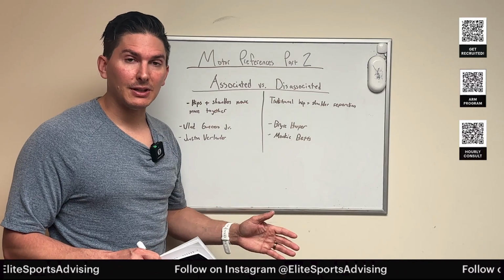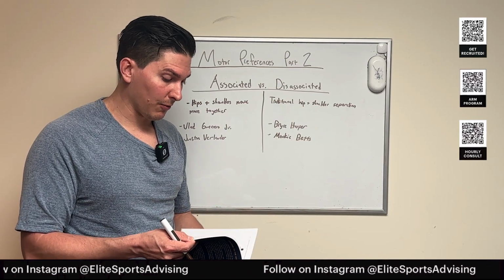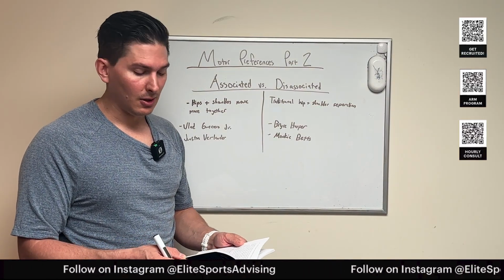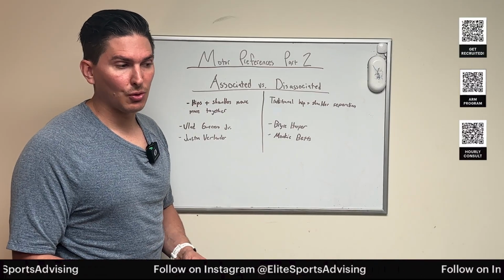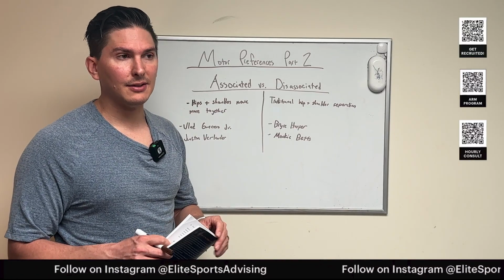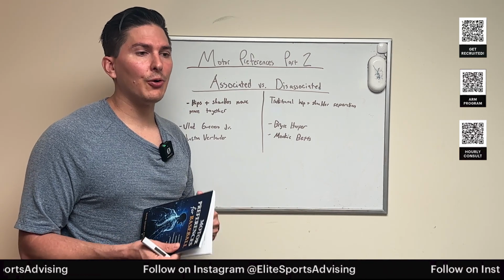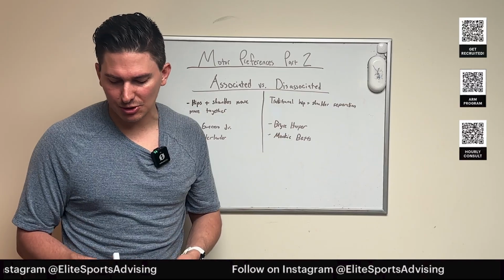But let me know what you think in the comments, and then we're going to keep going with this. The next one we're going to go over after associated, disassociated, which we've done today, is going to be axial and large. So we'll go over that as well. There are a lot of categories, and this is a way that you can really individualize your training by understanding how you move and how you're different than other guys. And that's the biggest thing missing in coaching today.